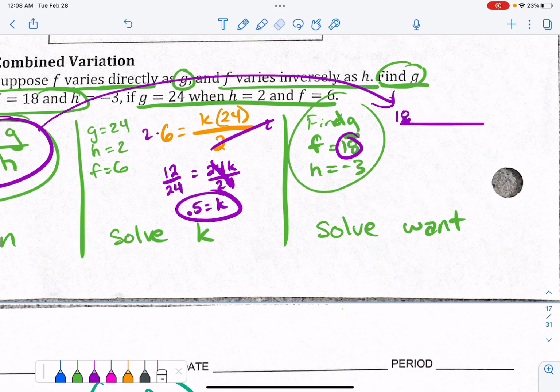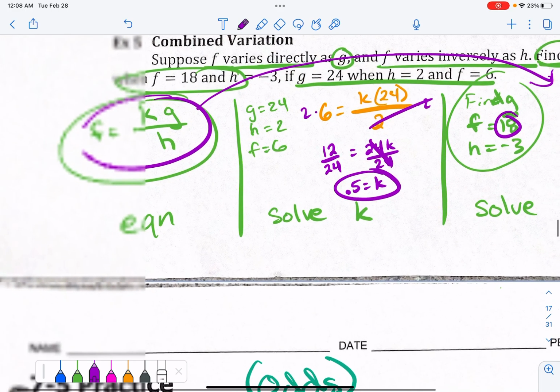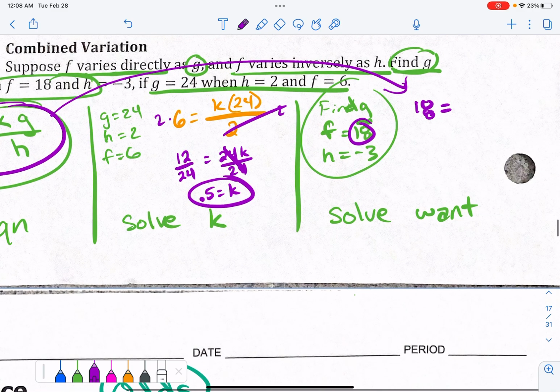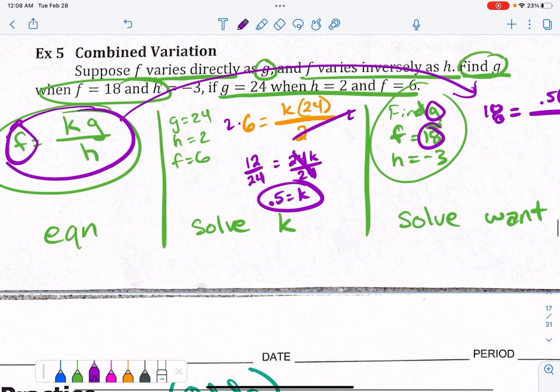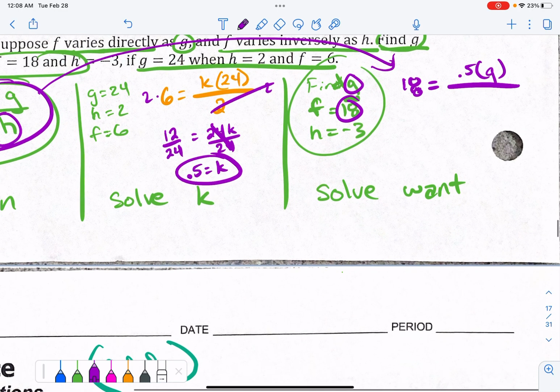18 equals, all right, let me hook him on here. Let's see if we can get through this. 18 equals, so that's F. K we know is 0.5. He goes on the top. We're trying to find G, so he goes here. So 0.5 times G, and then H goes on the bottom, which is negative 3.